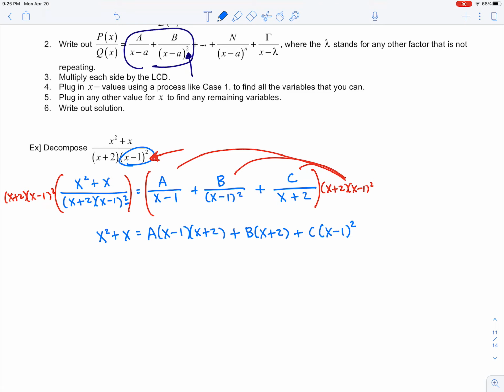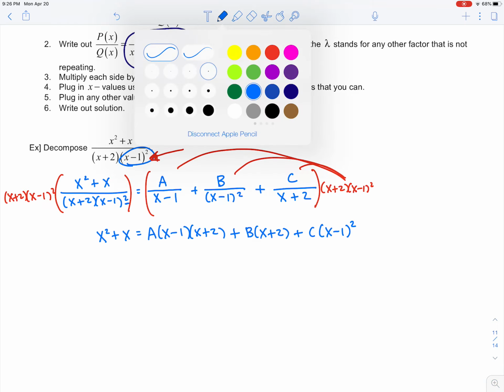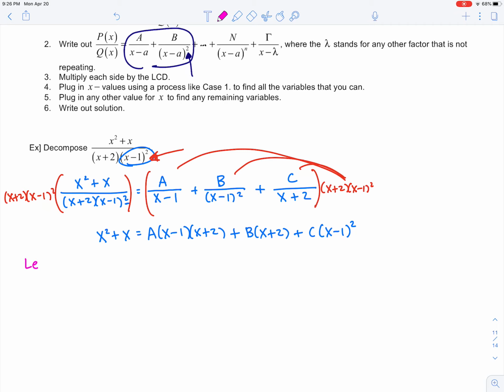Alright, now we go through the process of plugging in values for x to solve for the unknown values of a, b, and c. So there are two obvious choices. We want to plug in x equals 1 and also x equals negative 2. This will zero out some of the terms. So let's start off by plugging in x equals 1. So I'll have 1 squared plus 1 equals a times 1 minus 1, which is 0, times 1 plus 2, plus b times 1 plus 2, plus c times 1 minus 1 squared.